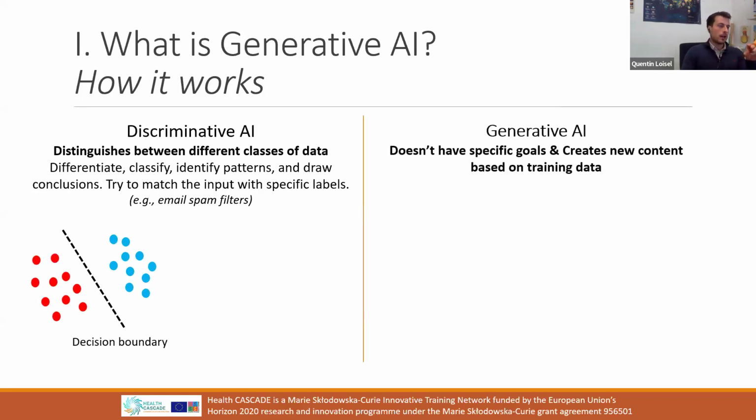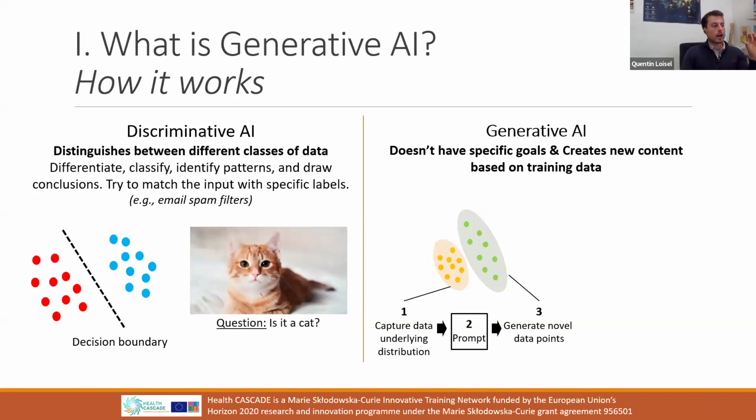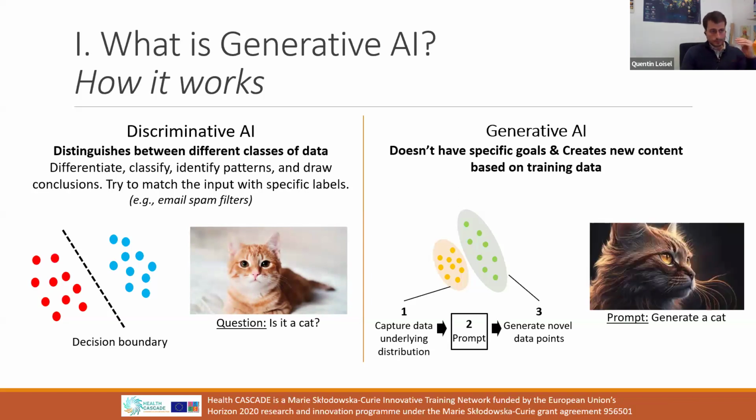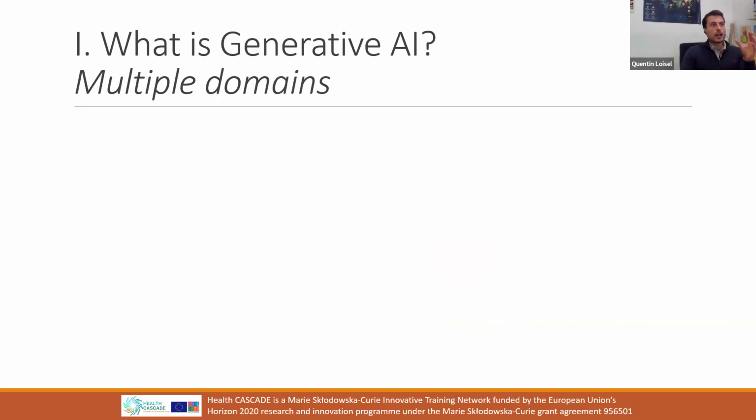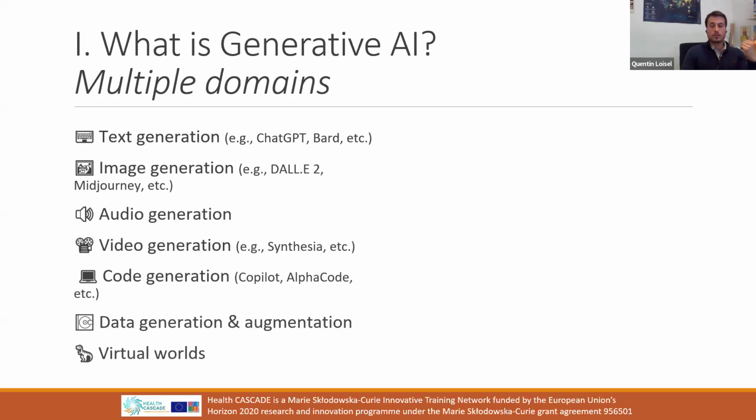On the other side, we have generative AI, which doesn't have a specific goal, and has the innovative capacity to create new content based on the training data. It will capture the underlying distribution of the training data, and then with a prompt, it will generate a novel data point. Very practically, you give a picture to the discriminative AI and ask, is it a cat? And the model, based on its learning, will say yes or no. On the other side, you input a prompt and trigger a reaction of the generative AI model to generate a cat. It's interesting because it can be applied in many different domains: text generation, image, audio, video, code, data, and virtual worlds.